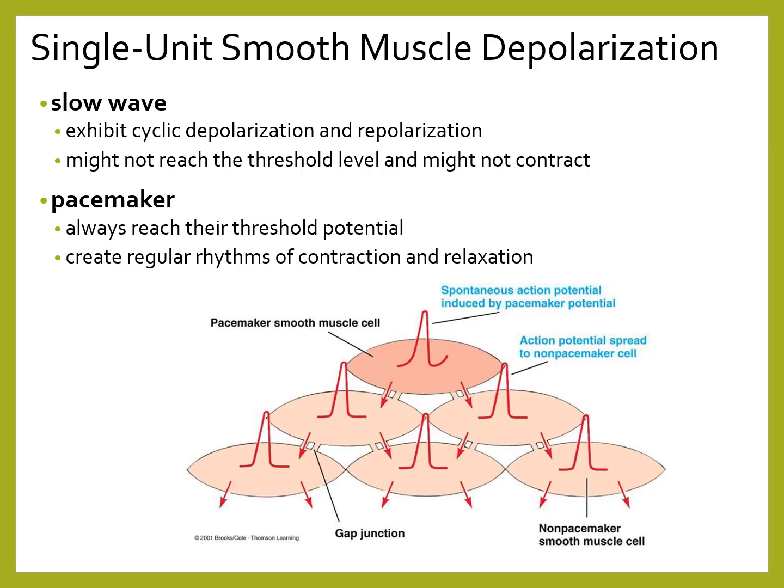So while depolarization and repolarization might appear to have some kind of rhythmic cycle, the reaching of threshold, the generation of an action potential, and the contraction do not follow any kind of rhythmic cycle. This is in contrast to pacemaker. Pacemaker smooth muscle cells will always reach their threshold potential, and they will always generate an action potential and contract on a regular, cyclical, rhythmic basis.